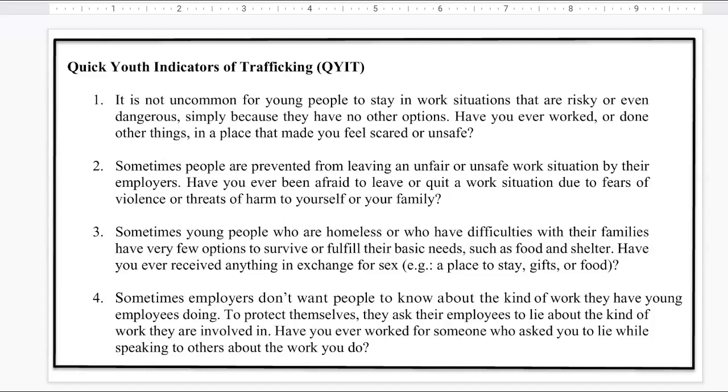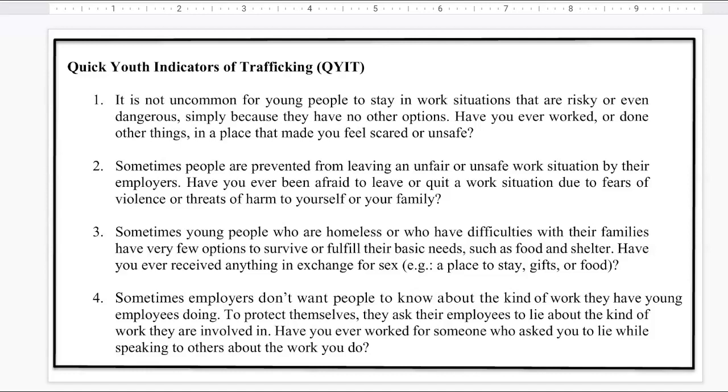Sometimes employers don't want people to know about the kind of work they have young employees doing. To protect themselves, they ask their employees to lie about the kind of work they are involved in. Have you ever worked for someone who has asked you to lie while speaking to others about the work you do? So those are pretty lengthy questions, and if you have a short amount of time, you're going to have to cut those down to try to get to those answers for a person.